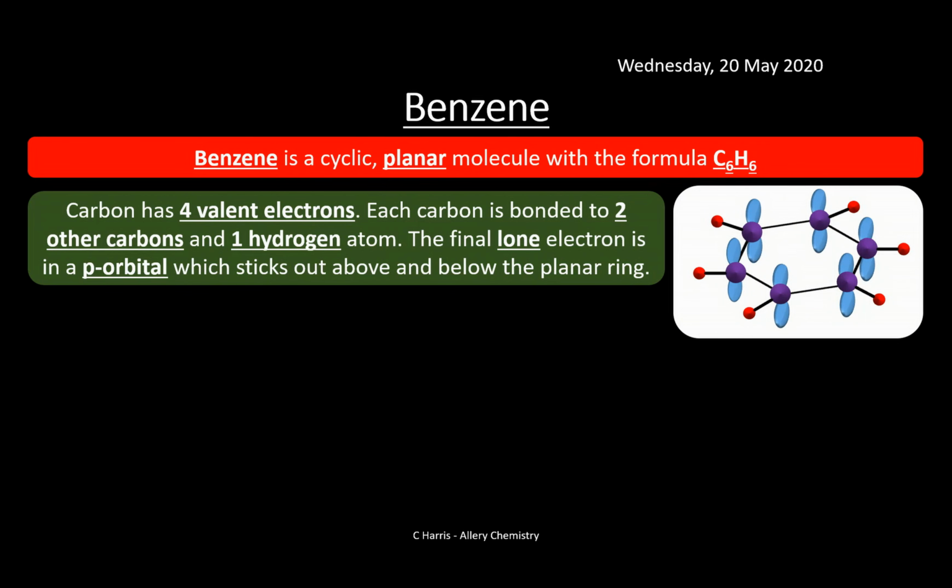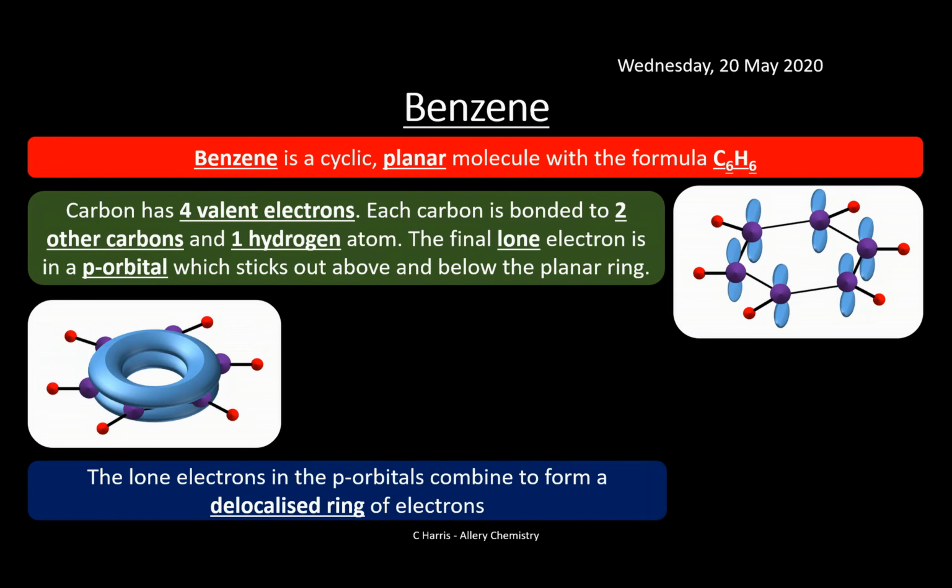Now we know that these lone electrons in those p orbitals actually combine together to form a delocalized ring. It looks a bit like a donut. You can see here that the electrons overlap all the way around, and they actually share the electrons and distribute them equally around the benzene ring. And that actually gives it a unique property. It gives it a little bit of strength.